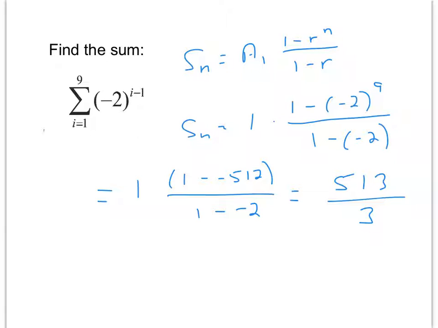So our S sub n, let me pull out my calc real quick, 513 divided by 3. Our series is equal to 171.